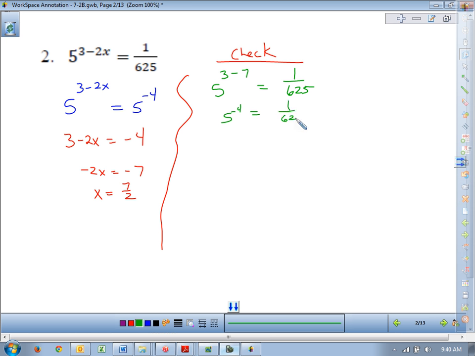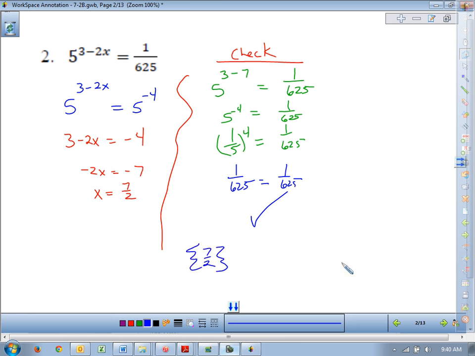You never, ever punch in a negative exponent into your calculator. You use the negative exponent first. Isn't that really 1/5 to the 4th power? Right? You reciprocate the base. It's still to the 4th. And what's 1/5 to the 4th power, baby? 1 over 625 equals 1 over 625. Check. 7/2 is our solution. Yes, sir, Bob.